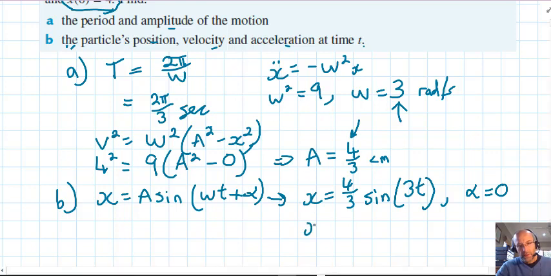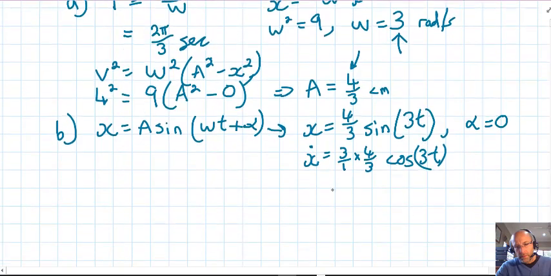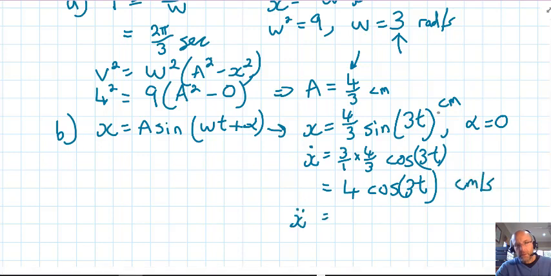So now velocity is the derivative. So we have 3 times 4/3 cos 3t, which is 4 cos 3t. Okay, so that one will be in centimeters. This one will be in centimeters per second. So the acceleration is the derivative of that velocity expression. So we have negative, because cos becomes negative sine, negative 12 sine 3t, centimeters per second squared. Finito.